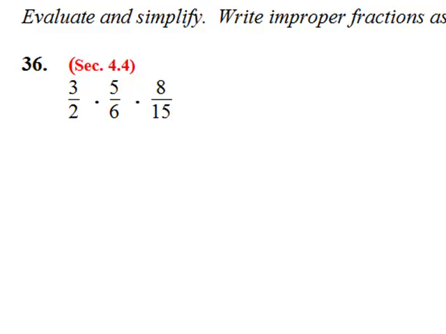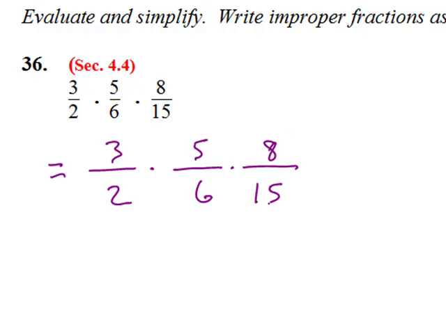Alright, number 36. The instructions here are to evaluate and simplify. Write improper fractions as mixed numbers. Okay, when we multiply fractions, here we have 3 fractions multiplied, we can divide out common factors between the numerators and denominators. Here we have 3 and 2, 5 over 6, and 8 over 15. And you might be able to see some of those factors that will divide. For example, 2 divides evenly into itself once and into 8 4 times.